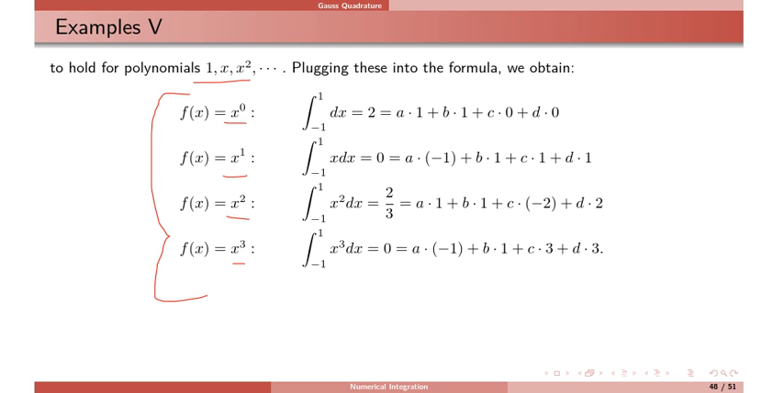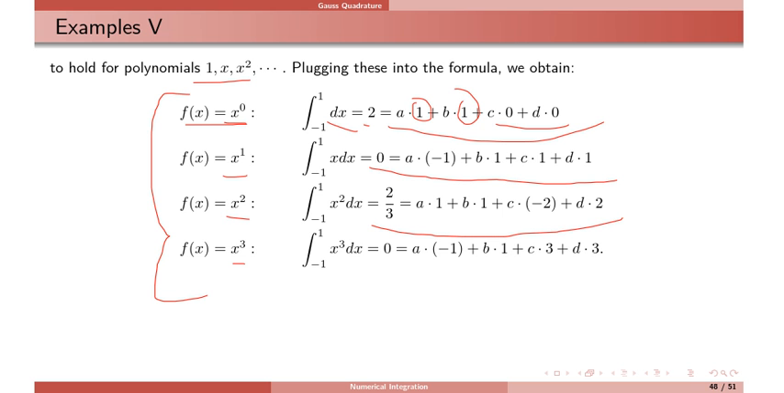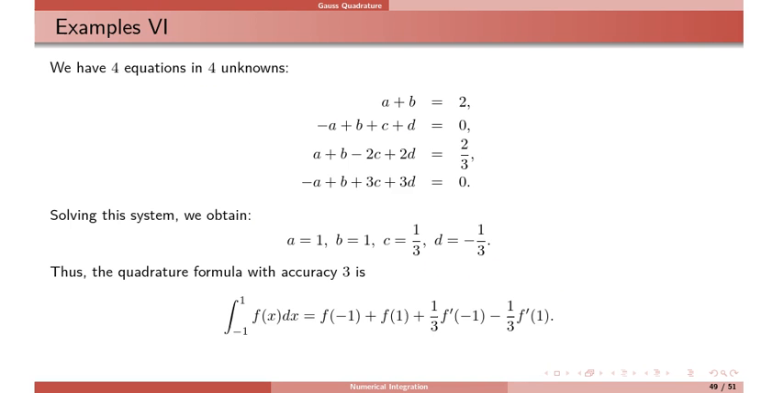Firstly, I will fit f(x) equal to 1. The left hand side is the integral of 1 from minus 1 to 1, which is 2. The right hand side is the function value at minus 1 plus the function value at 1, and the derivatives are 0. Similarly, fit x on both sides, you got this. Then x square on both sides, you got this. Then x cube, you got this. So we now have 4 equations in 4 unknowns. These are the simplified equations. So you have 4 equations in 4 unknowns a, b, c and d.